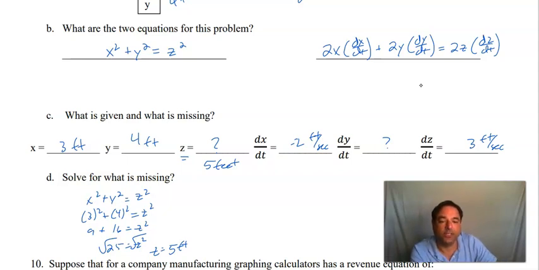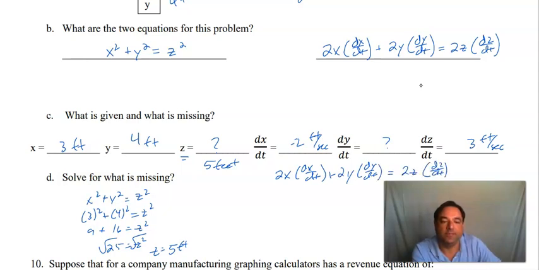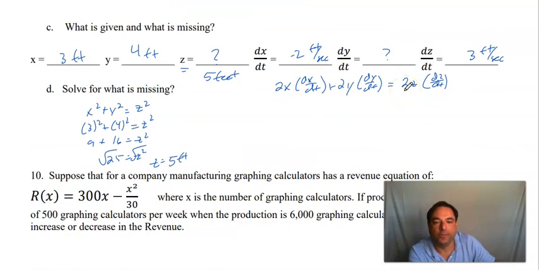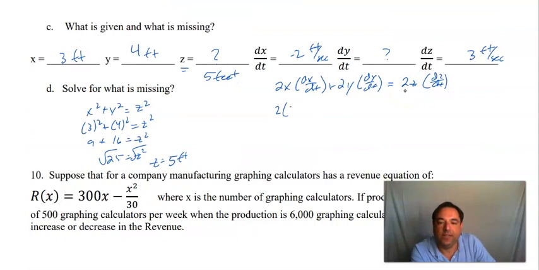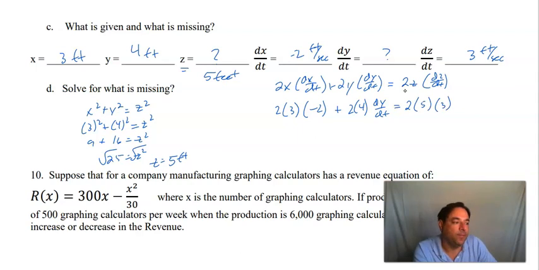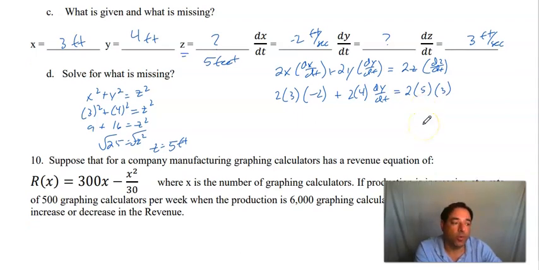So we're going to use the second equation, which is the 2x dx over dt plus 2y dy over dt equals 2z dz over dt. Now we're going to fill in everything we know and solve for what we don't. So we have 2 times x is 3, times dx over dt, which is negative 2, plus 2 times y, which is 4, times dy over dt, which we don't know, equals 2 times z, which we now know is 5, times dz over dt, which is 3. We're going to work all this out and solve for what we don't know.